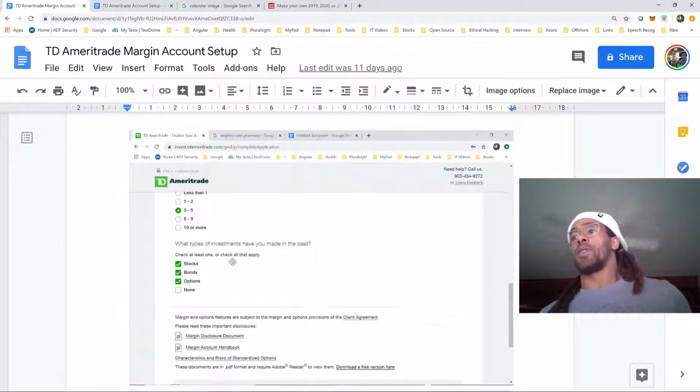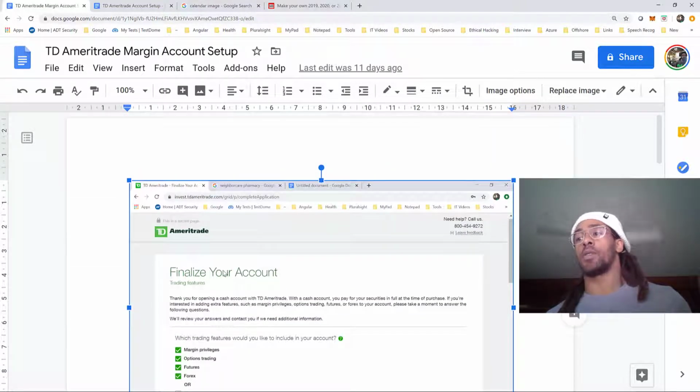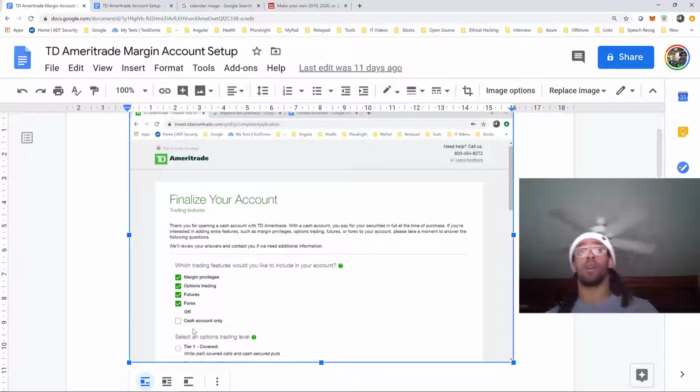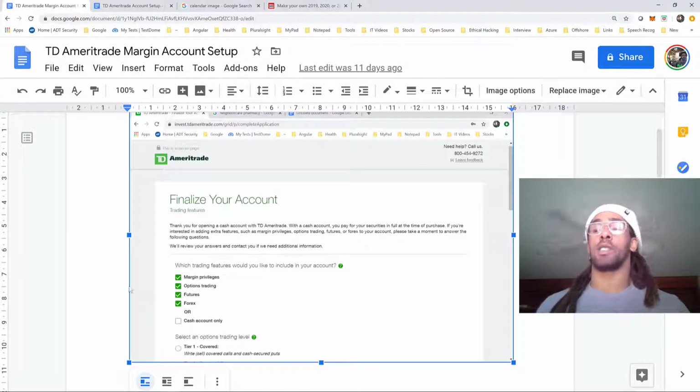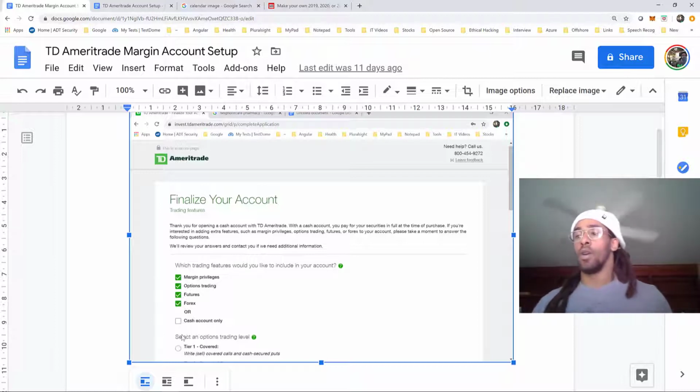I want you to go to TD Ameritrade and just set up an account. You're going to set up two accounts. The first account will be a cash account, and the second account will be a margin account. The cash account is going to be pretty straightforward. I'll explain what margin is in a minute. So you're going to create a cash account.